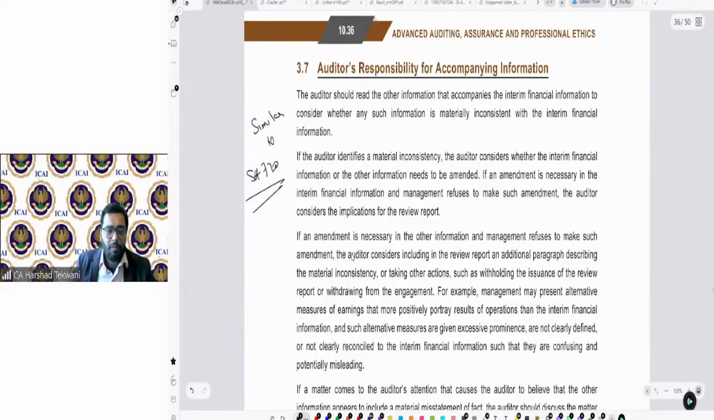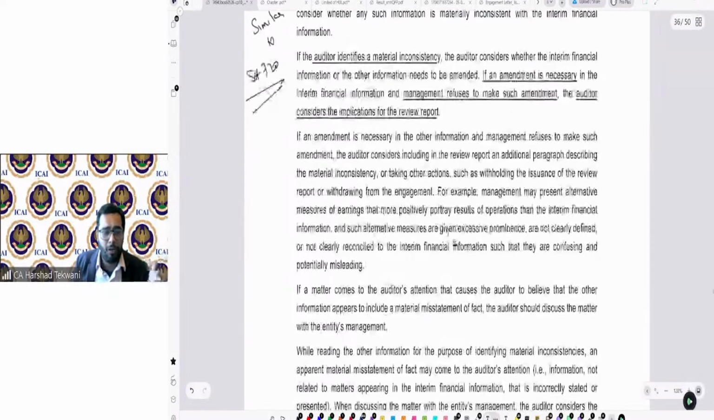In the same way, we have the auditor's responsibility with respect to the other information accompanying the interim financial information. The auditor needs to read and identify material inconsistency. If required, make the necessary amendment in the other information. If management refuses to make the amendment, then the auditor needs to consider the implication on the review report. Same as we have in SA 720, which we have discussed in SRE 2400. Same, it is applicable over here.